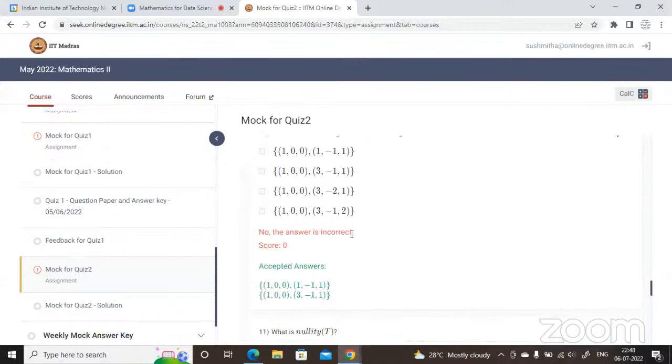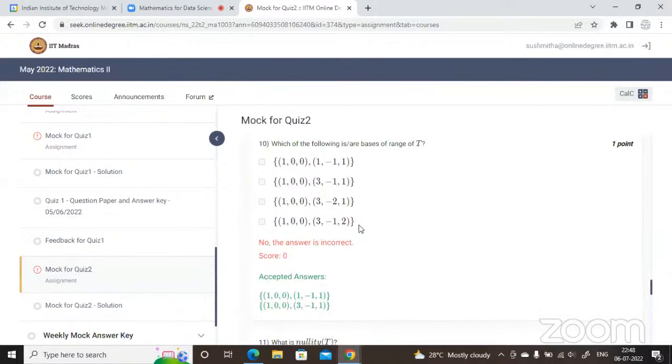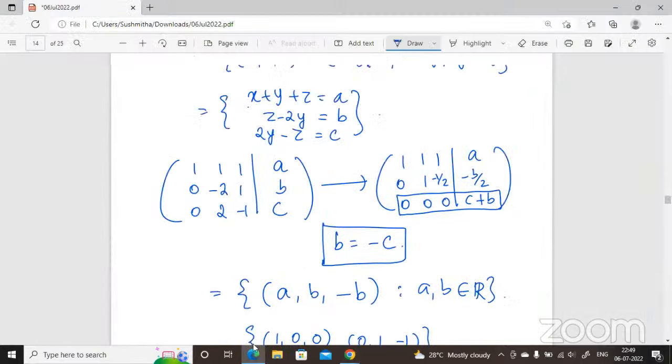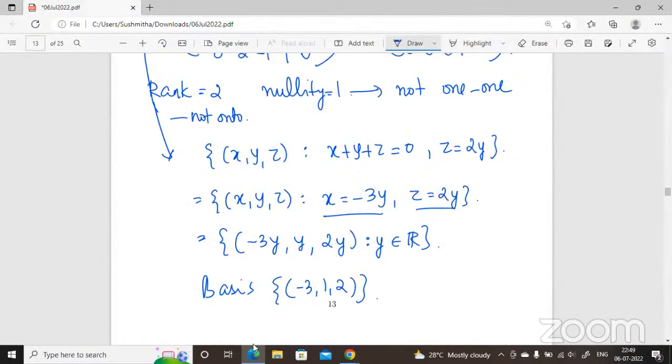So for one-to-one, we can actually, basically when you found the basis for null space, we can go with what can be termed as a homogeneous system, as in AX is equal to 0.